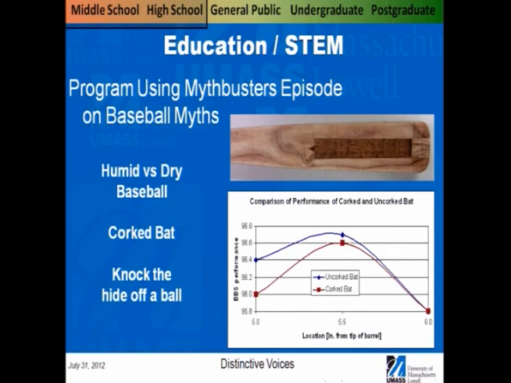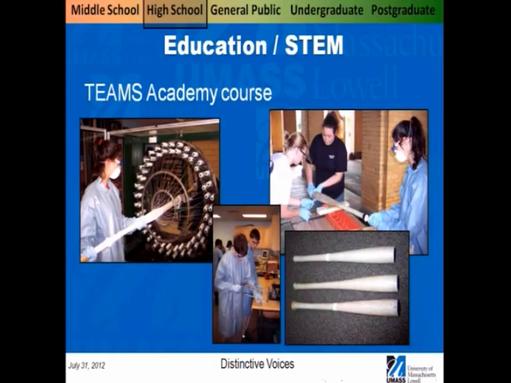What is a corked bat? A corked bat is when you basically take weight out of the bat and you insert cork or some other lighter material into the bat. And then they had an experiment where they were knocking the hide off the ball, and they ran a test where they fired the ball at 200 miles per hour and it didn't knock the hide off. And I was like, well, we see that all the time because our air cannons fire 200 miles an hour every time we're running tests.